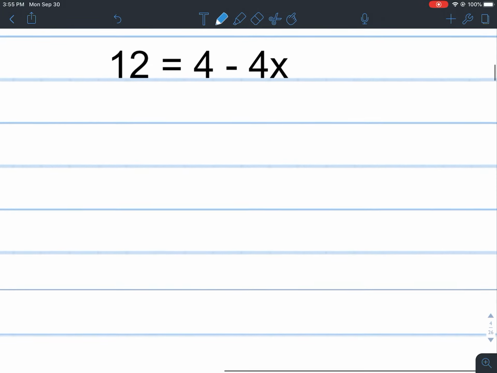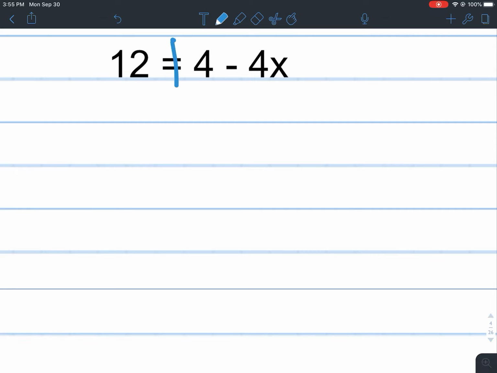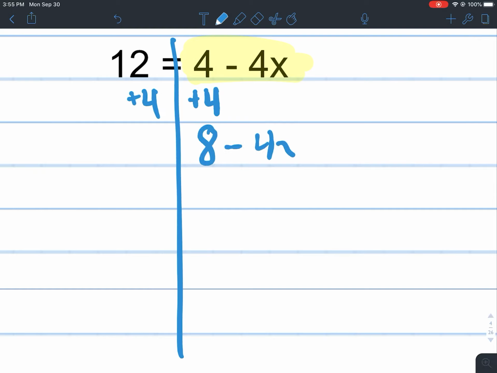Okay, for the second problem in the notes, we're looking at the side with the variable, which has 4 minus 4x. We're going to get rid of this 4 first, then we're going to take care of that -4 that's connected to the x. So when you're looking at this, you might think, I see subtraction, I should add. But if I add 4 to both sides, that's going to turn into 8. It doesn't get rid of anything. We want the 4 to be gone.